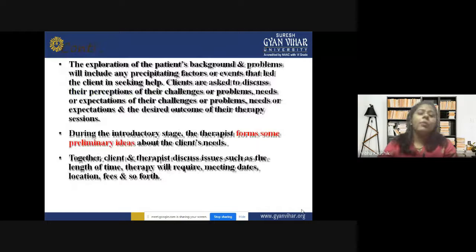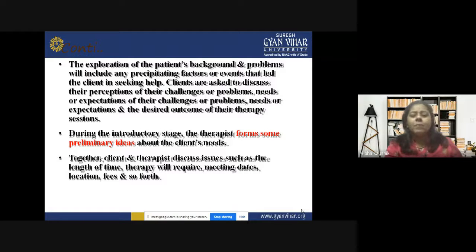The exploration of the patient's background and problems will include any precipitating factors or events that led the client to seek help. Clients are asked to discuss their perceptions of their problems, their needs or expectations, and the desired outcome of their therapy sessions.